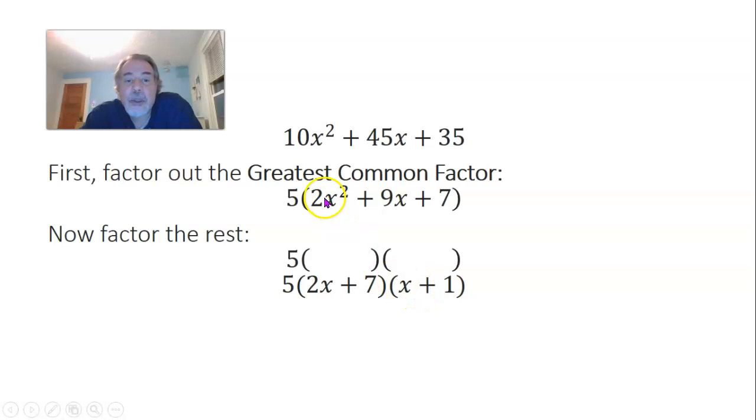2x times x to get 2x squared. The 2x times the plus 1 on the outside is plus 2x. The 7 times the x on the inside is 7x, and those combine to give you 9x. And then we got the 7 times the 1 is the 7 on the end. So there's our final answer, 5 times 2x plus 7 times x plus 1.